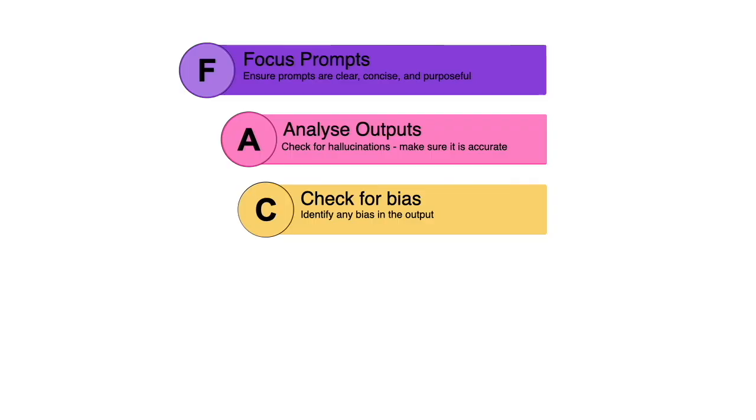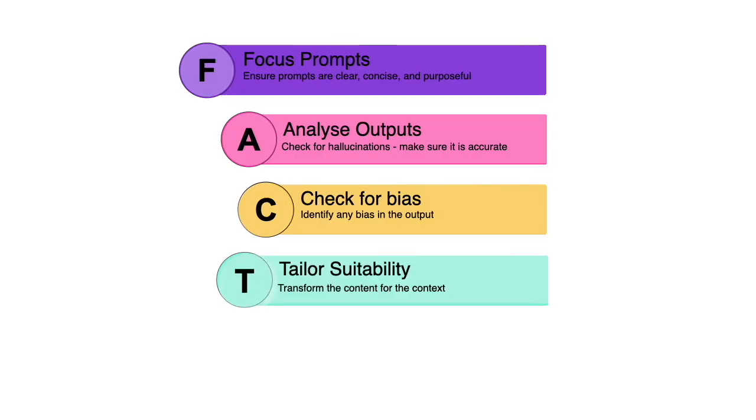C stands for check for bias. As we covered in Module 3, AI systems can reproduce the biases present in their training data. This might show up as cultural assumptions, gender stereotypes, or a tendency to present particular perspectives as neutral or universal. Checking for bias is not a one-off task, it's a habit of mind. It means asking whether the output reflects a fair and representative range of perspectives, and whether it is appropriate for the diverse range of learners you work with. If you spot bias, you can often address it through a revised prompt or by editing the output directly.